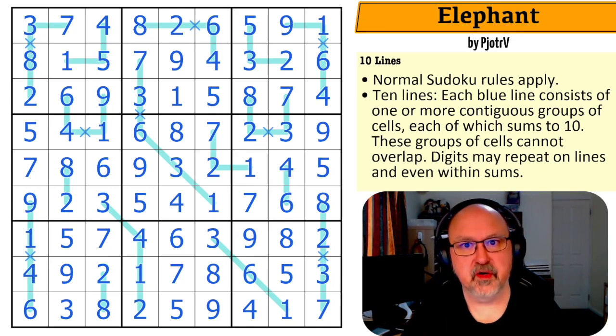I just forgot how Sudoku worked, which is appropriate for a puzzle called Elephant. Don't know why it's called Elephant.